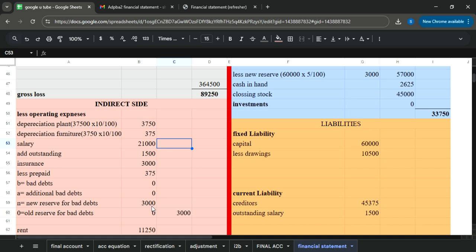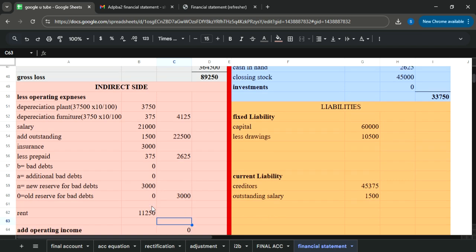Now look at here, there are two depreciations. First 3750 and 375, these are depreciation. This is your salary and outstanding salary. So outstandings are added. So 1500 you have added. Then we have got the insurance. This is amount of insurance. Prepaid should be subtracted. So in this way, prepaid we have subtracted. There is no adjustment related to rent, so this would directly be written over here. You may erase this amount because it was not having any adjustment.